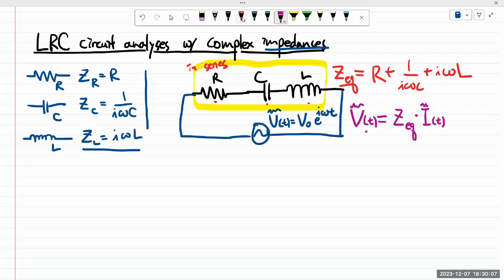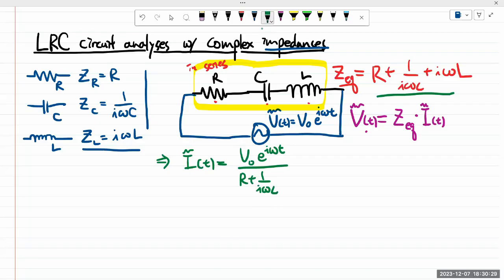So I can imagine taking this, solving for current. Current as a function of time is the voltage, which is V naught e to the i omega t, divided by the equivalent resistance, which I wrote up here: R plus 1 over i omega C plus i omega L. And I guess you could leave it here, except it's not much of an analysis. It doesn't add much insight. So let's just separate out a little bit.